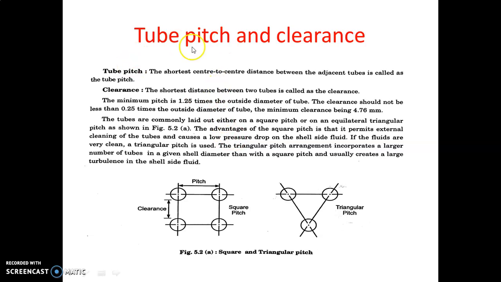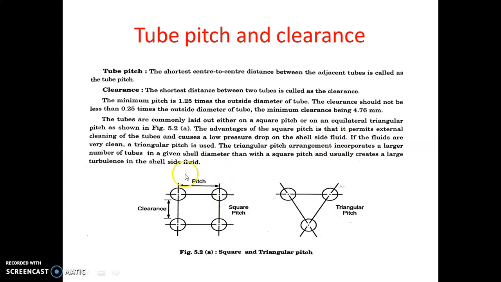According to this pitch, there are two types of pitch we can define: square pitch and triangular pitch. If we look at this figure, this is called a square pitch. That means these tubes are arranged in a square manner. The advantage of the square pitch is that it permits external cleaning of the tubes, and it causes low pressure drop on the shell side fluid.